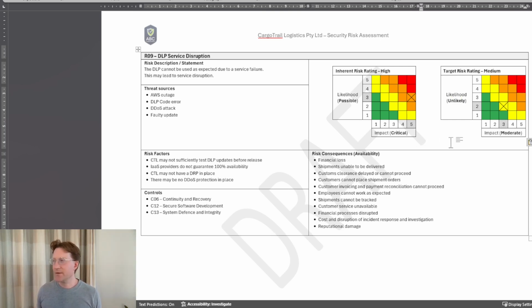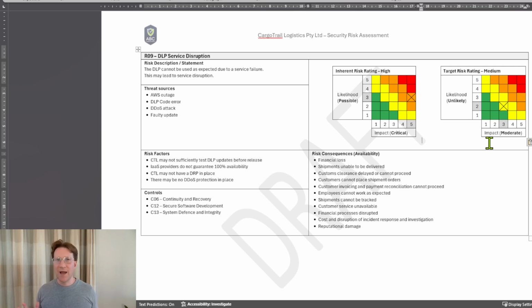For the target risk rating, we're then looking at a reduced likelihood down to unlikely, reduced impact down to moderate, therefore medium risk rating. We cannot affect the likelihood that we have an AWS outage. This is completely outside the control of CTL. The secure software development can reduce the likelihood that you have some kind of coding error or faulty update. So we have reduced the likelihood a little bit. We've reduced the impact a bit because if we have, for example, a denial of service attack, we can mitigate this by having denial of service attack prevention systems.